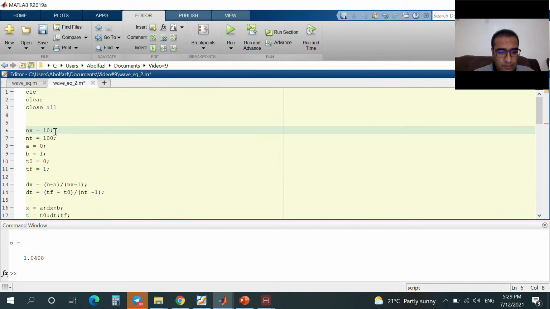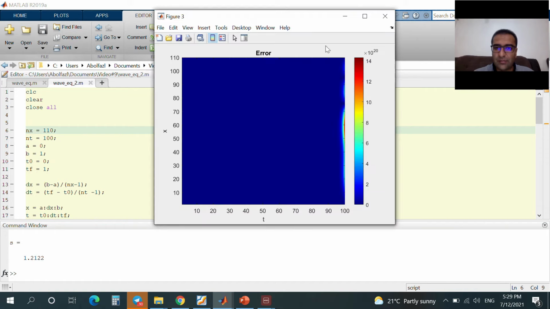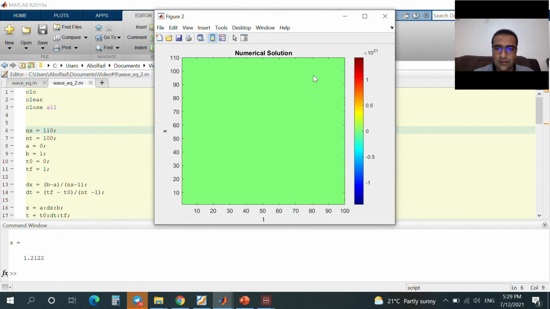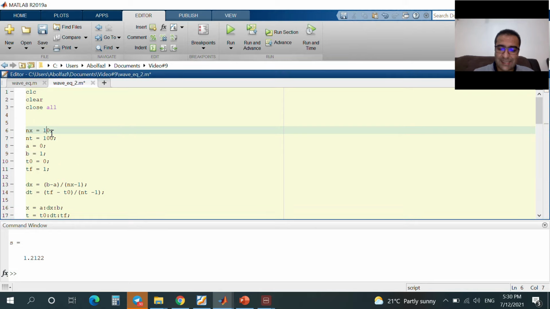And if I increase s more and more, by increasing, for example, nx or reducing nt, no matter, for example, 110. You see s here is 1.2. You see this is a completely wrong answer. There is no true answer for the numerical solution. Therefore, in calculation of the wave equation, you should be careful about this s factor. This is known as the Courant number. So in the wave equation, the Courant number should be equal to or less than 1.